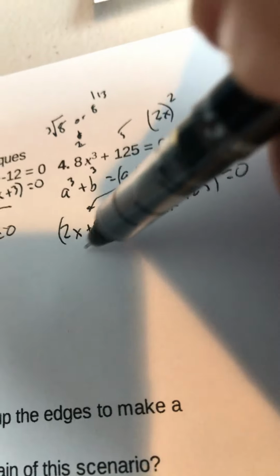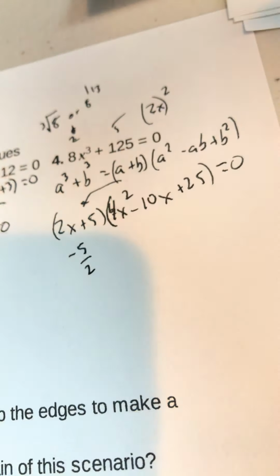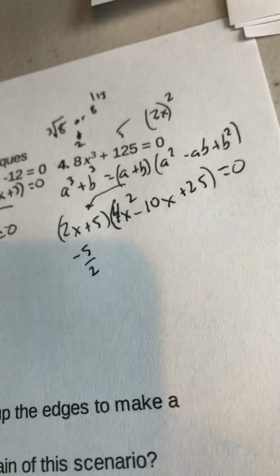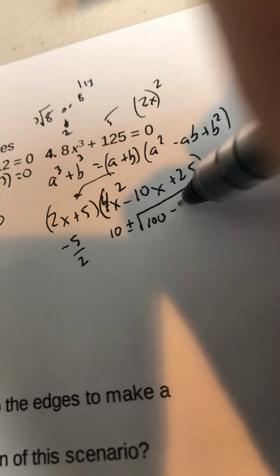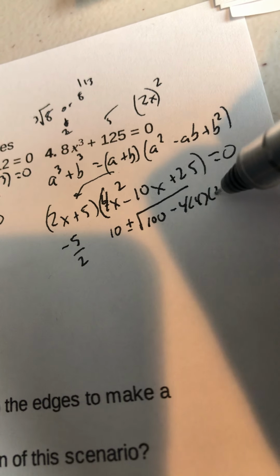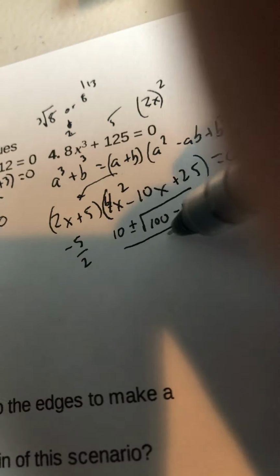Now this first part gives us the solution -5/2. This part here we can't factor, we got to use the quadratic formula. So if we go ahead and plug them in, there is your setup.